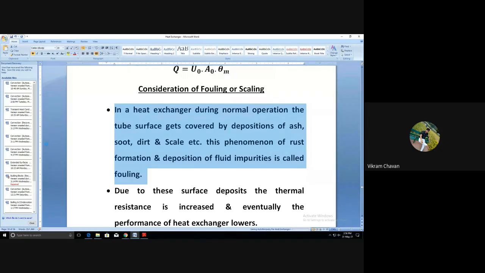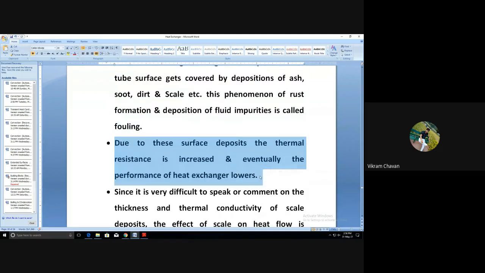Full stop. Due to these surface deposits, the thermal resistance is increased, and eventually the performance of the heat exchanger lowers. Full stop.